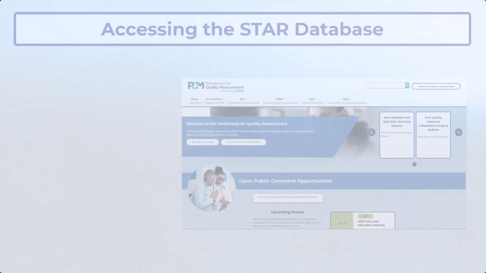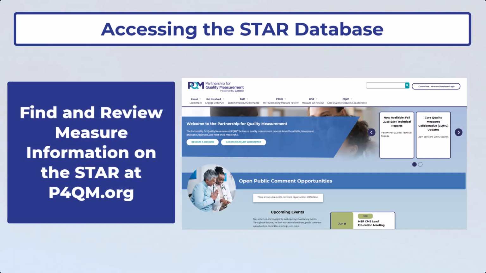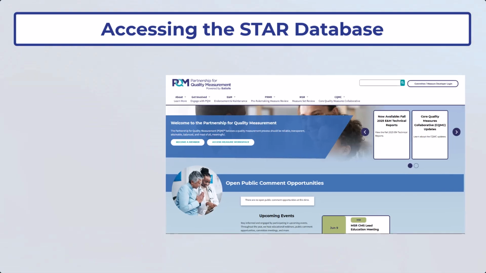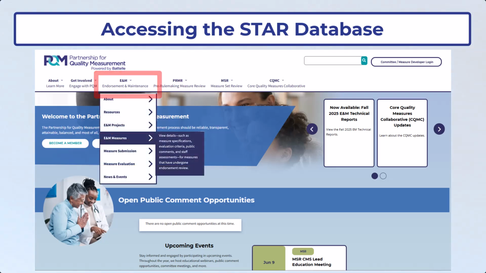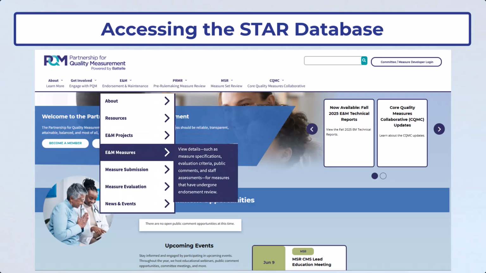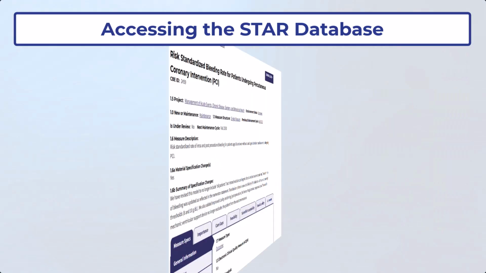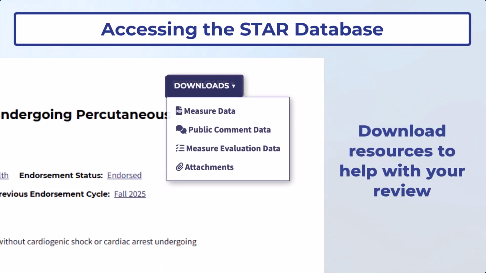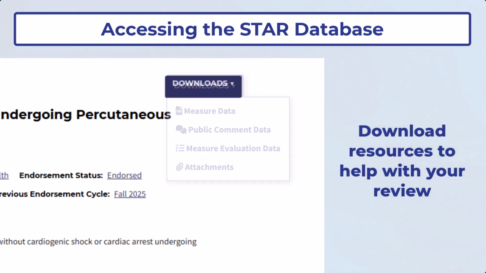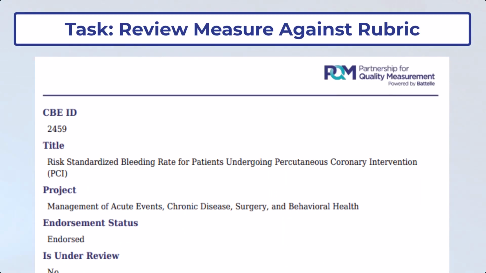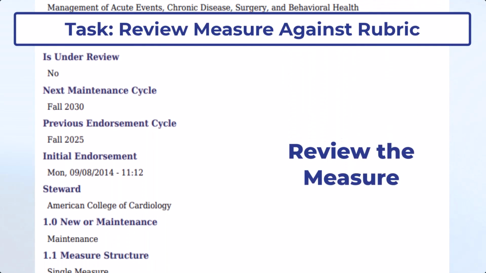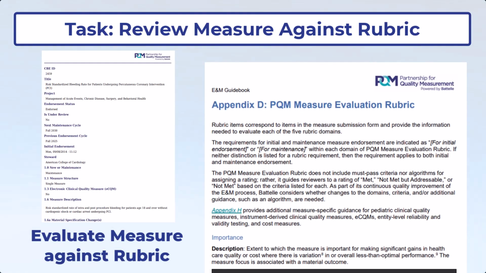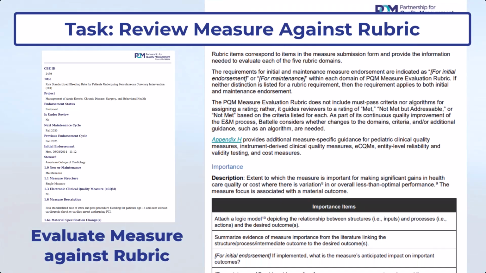During the measure review phase, you will find and review the measure information on the submission tool and repository, or STAR. Access the STAR on the PQM website under E&M Measures in the E&M drop-down menu. You can find detailed measure information on the STAR measure pages, and you'll also be able to download materials to help with your review. And with this information, your task is to independently review each assigned measure against the PQM Measure Evaluation Rubric. See Appendix D in the E&M Guidebook if you need more information on the rubric.